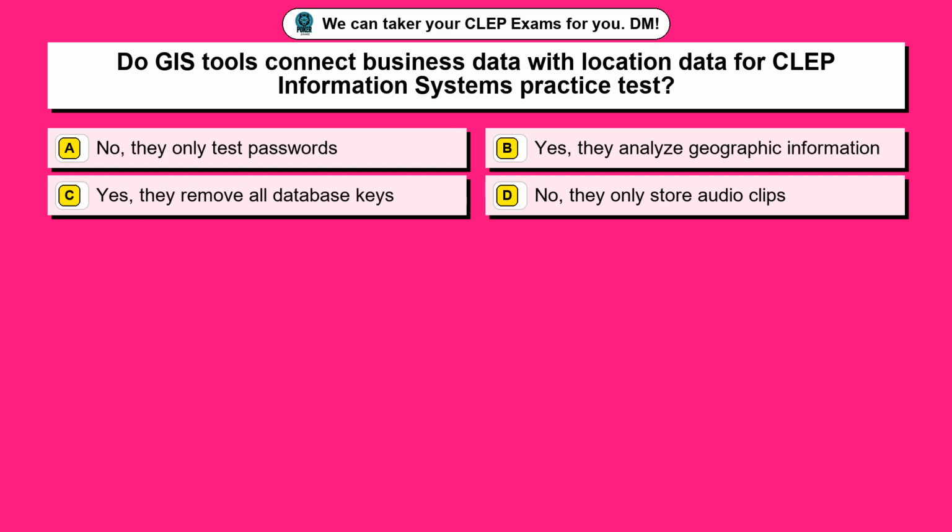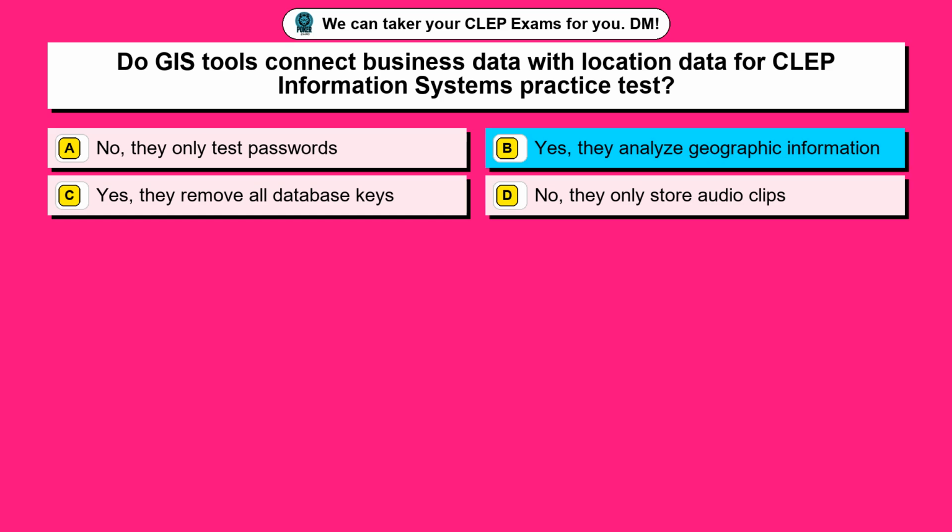Question 10. Do GIS tools connect business data with location data for CLEP Information Systems practice test? Option A. No, they only test passwords. Option B. Yes, they analyze geographic information. Option C. Yes, they remove all database keys. Option D. No, they only store audio clips. The correct answer is option B.